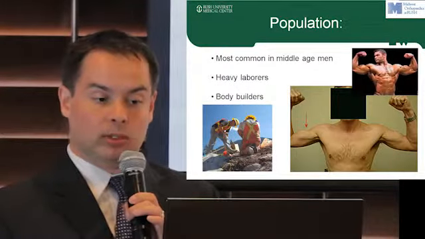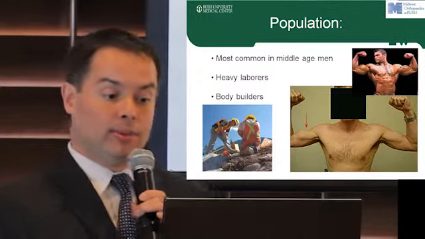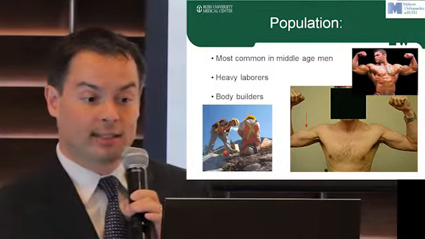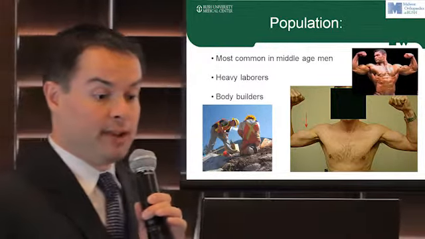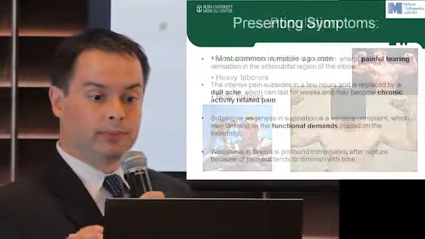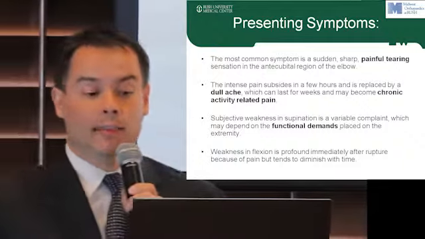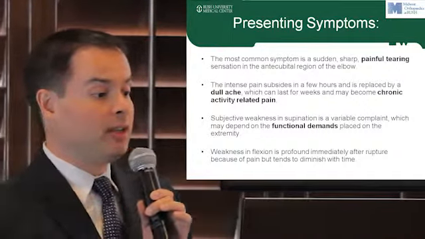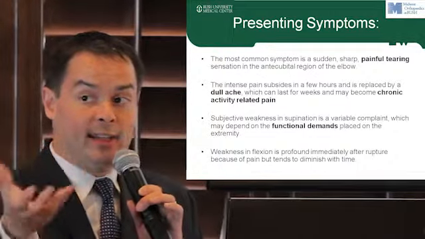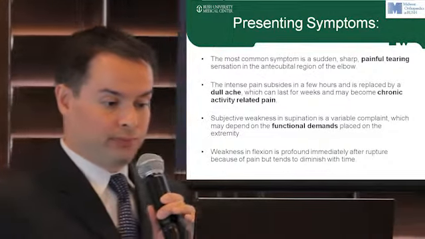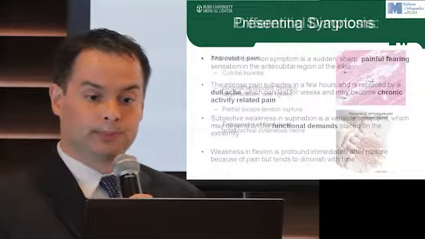You can see this gentleman here, the middle-aged guy in the lower right, ruptured the right side. The left side is still intact. We see this in heavy laborers, bodybuilders, and it's generally men between the ages of 40 and 60. We talked about the presenting symptoms. Initially, it's an acute searing pain. This subsides within hours. Patients are generally left with a dull ache and activity-related pain, mostly with, again, supination, rotation. Weakness of flexion is generally not complained about.